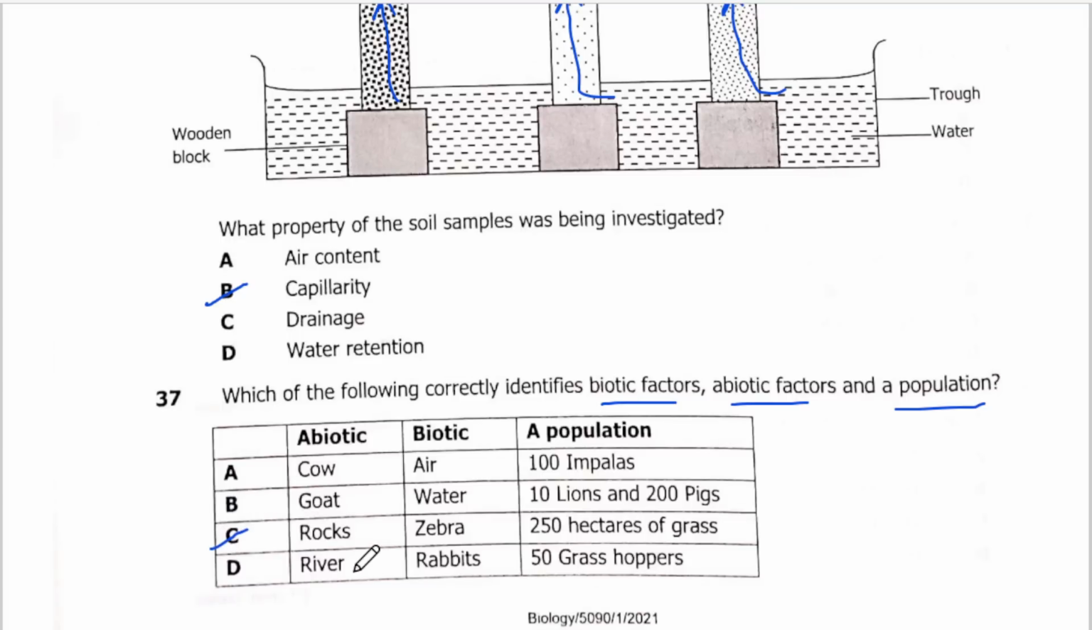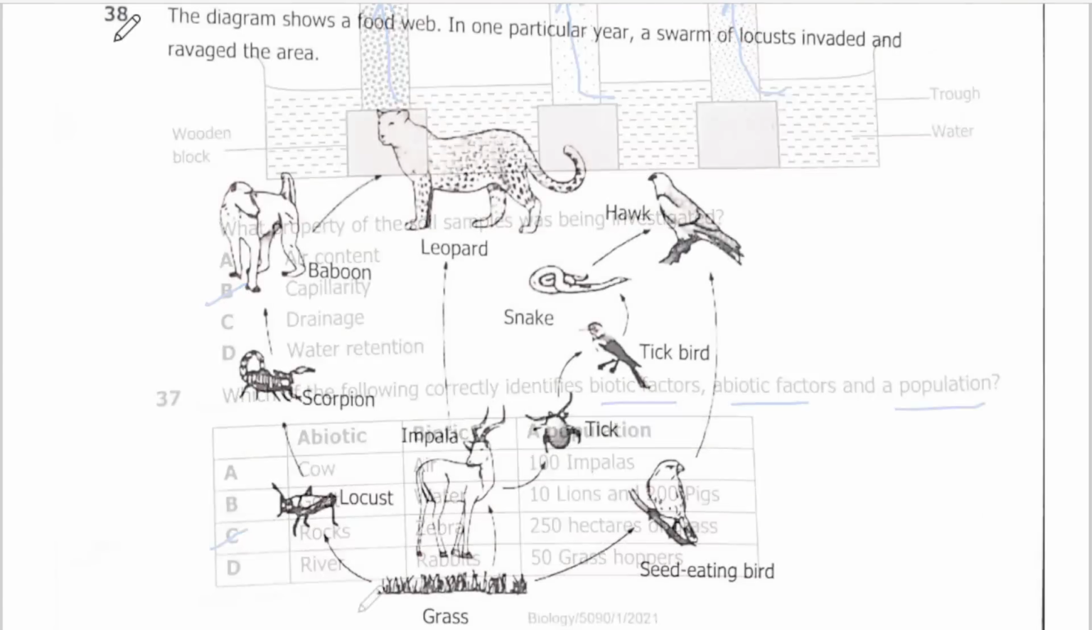Okay. D, we have river. Now river, it's not complete as a biotic factor because a river is actually an ecosystem, meaning that it will have both the water, which is the abiotic, and of course the fish and the other things which will be living there. So that's why the river here is going to fall off.